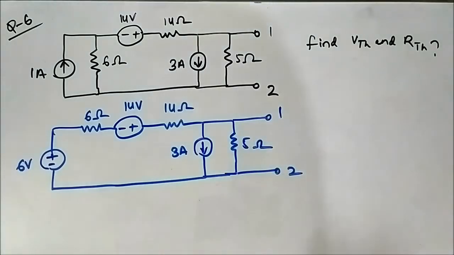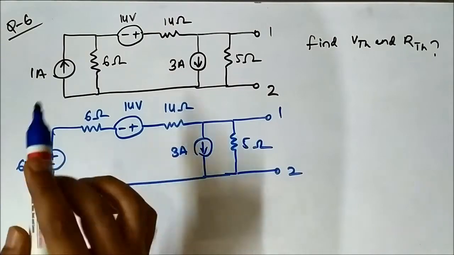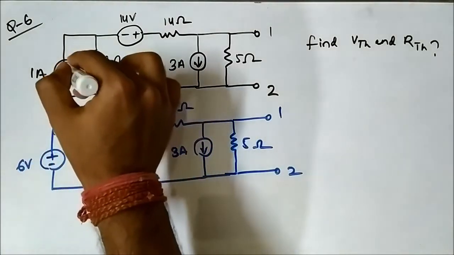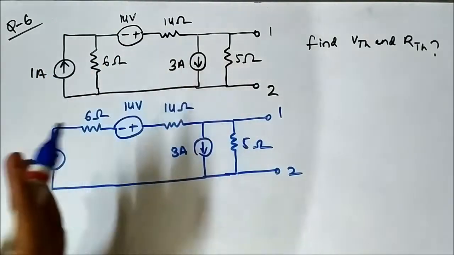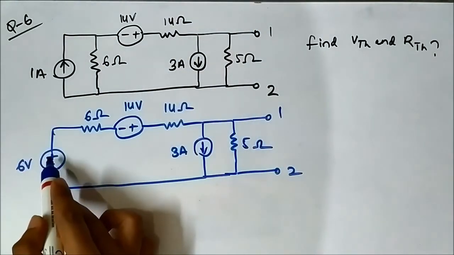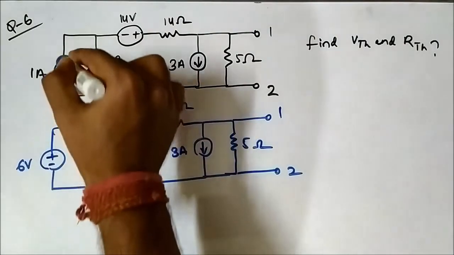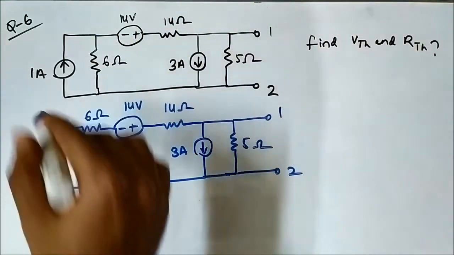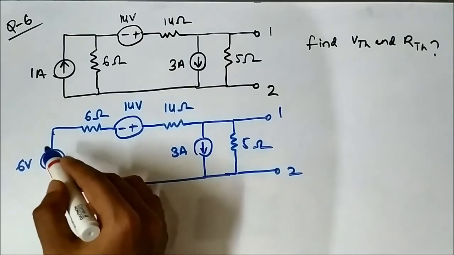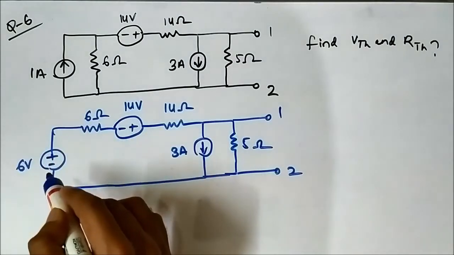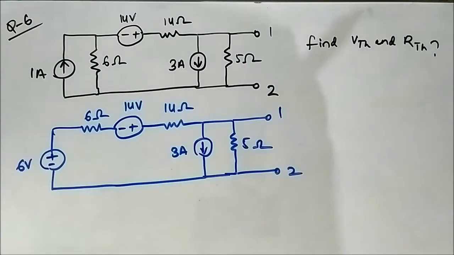Another important thing is the polarity. Here the direction of the arrowhead, the point where this arrowhead is going, that will be plus, the lower side will be minus. If the arrowhead would have been downwards, then it would have been minus plus, because current always flows from positive to negative. I have discussed all these things in the source transformation video. You can check that out.